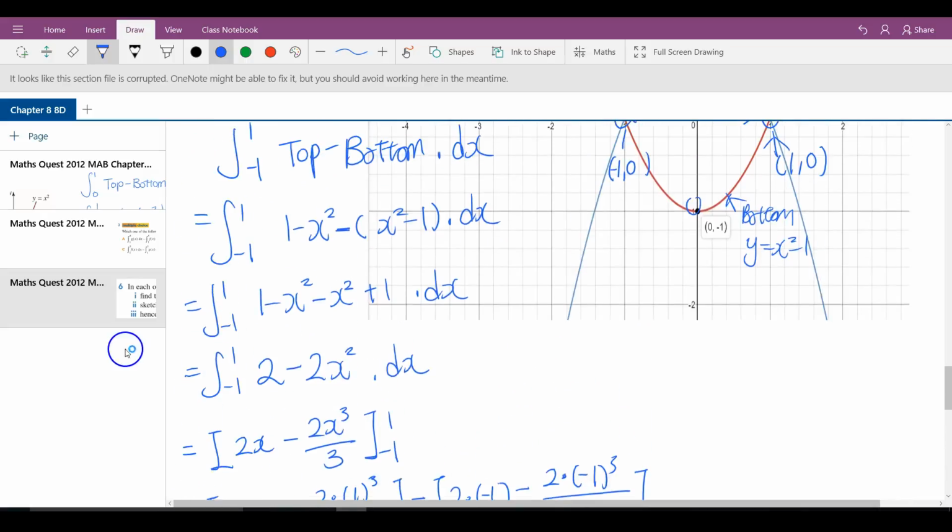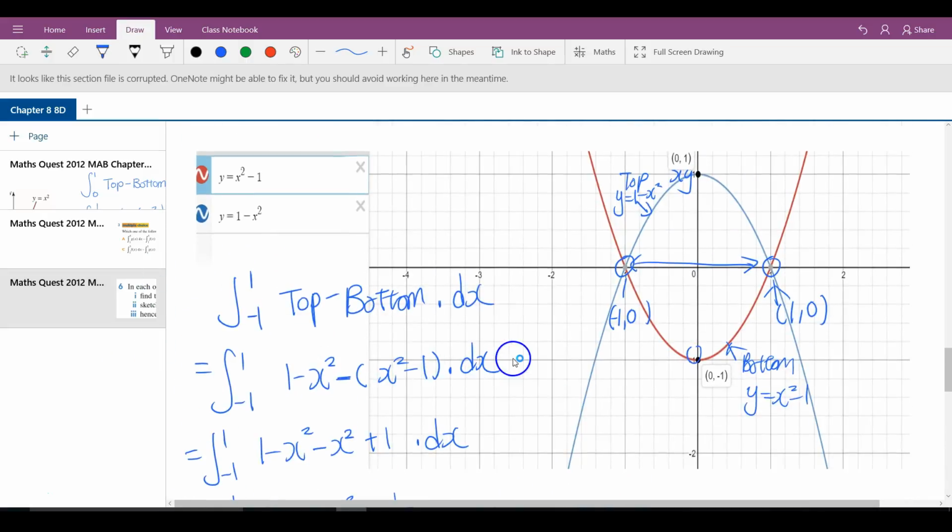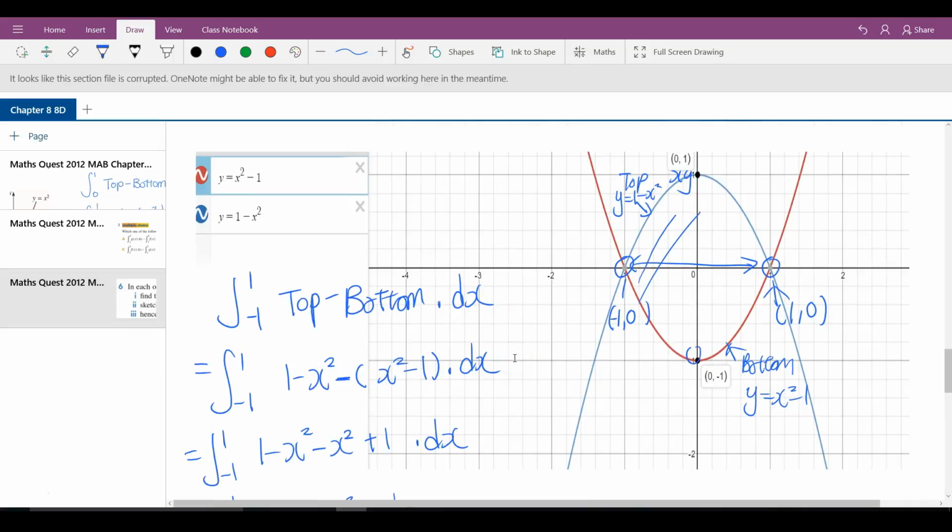Alright? So we're looking for all this area.